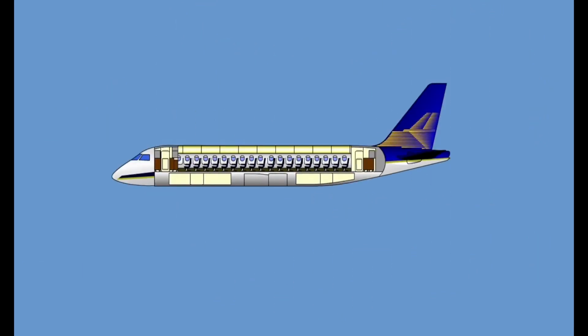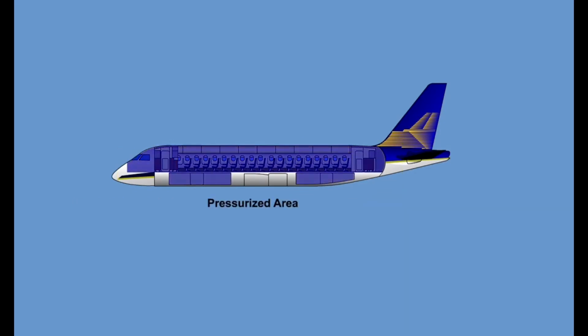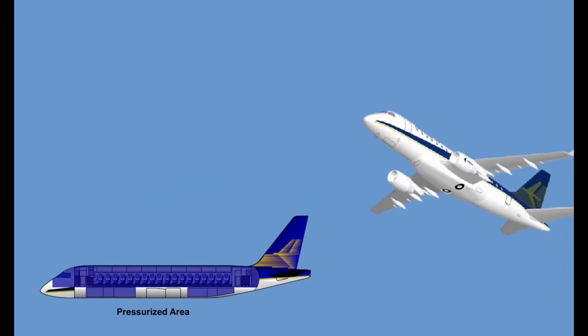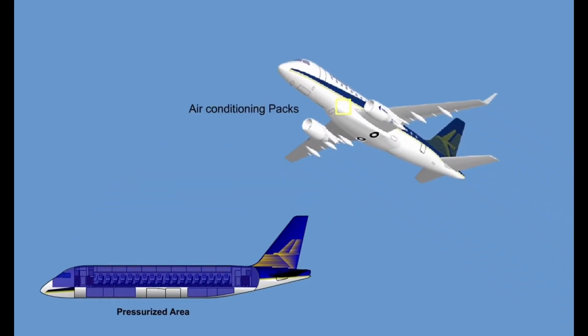The fuselage is pressurized between the forward pressure bulkhead, located forward of the cockpit, and the aft pressure bulkhead, which is located behind the aft electronics bay. Normal pressurization control is automatic, and the conditioned air is provided by two air conditioning packs located in the unpressurized area forward of the wing root.